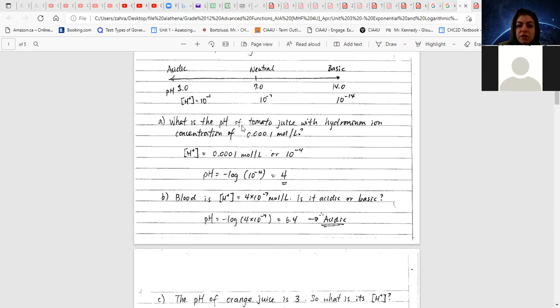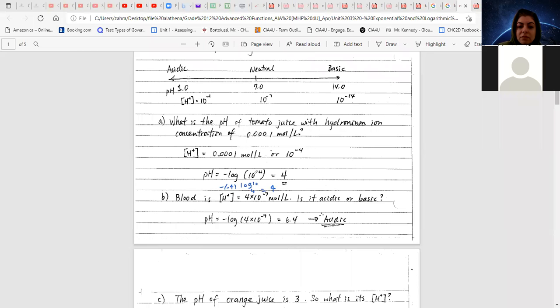Okay, what is the pH of the tomato juice that has a hydrogen ion concentration of 0.001? So basically the concentration of the hydrogen ion is 0.001. So you can write it in the form of 10 power negative 4. Then you use the formula: pH is negative log of that concentration. So you can bring the power in front. So negative 4 in front is going to be negative of negative 4, and log of 10. You know the base of this log is going to be 10, because nothing is written here, it is 10. So log 10 is 1. So basically the pH is 4.